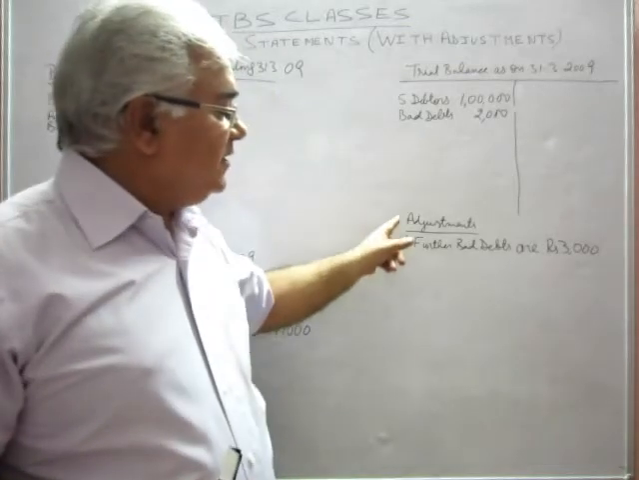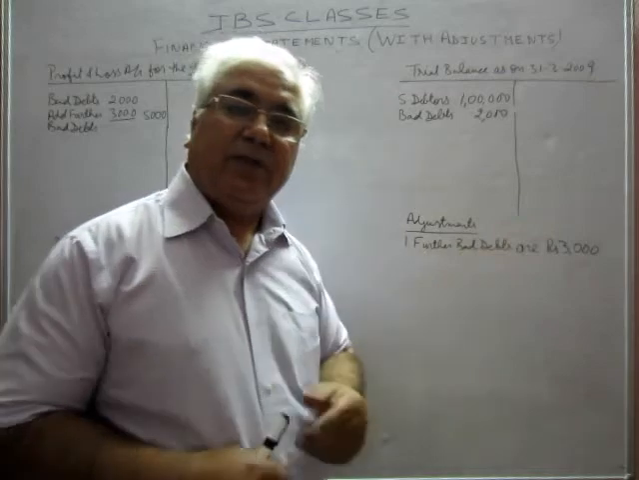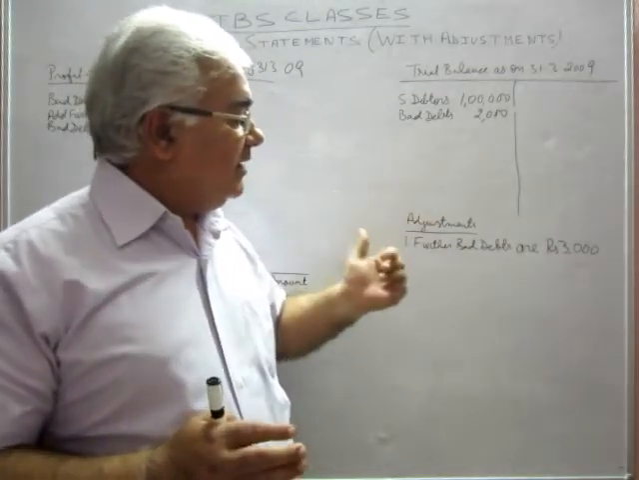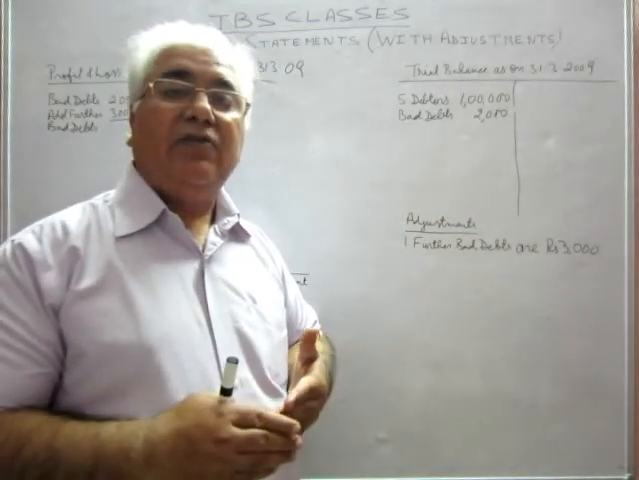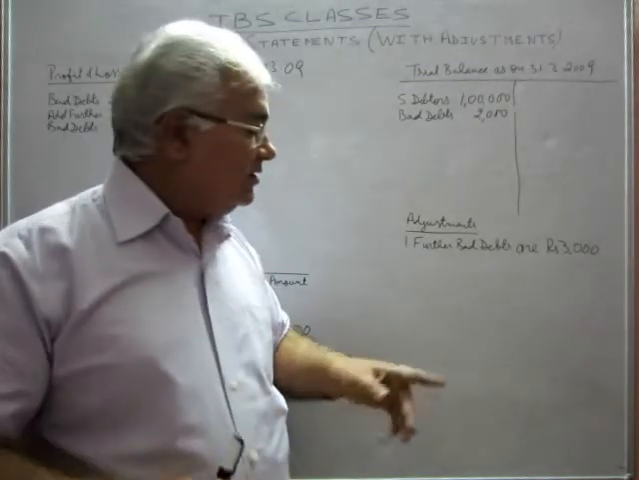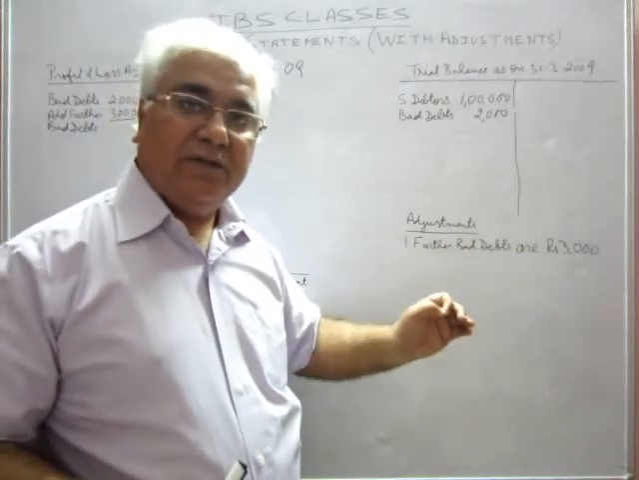Okay. Now in this case, adjustment is given that further bad debts are 3,000 rupees. That means after the preparation of the trial balance, you come to know of further 3,000 bad debts, and you have to take this also into account. So another entry you will pass for this bad debt account debit to sundry debtors for 3,000.